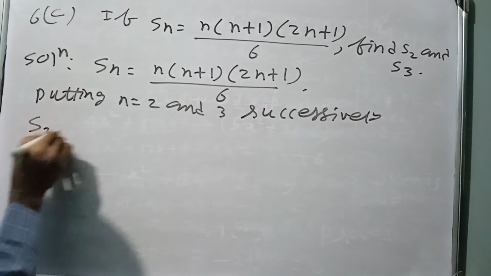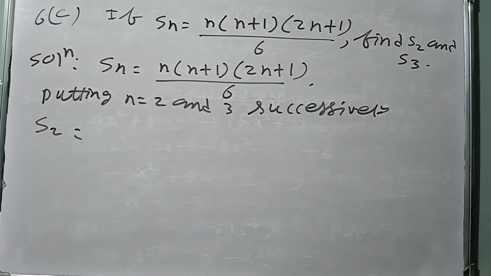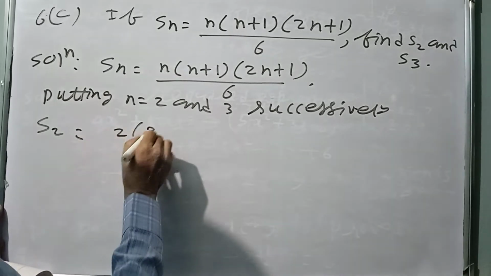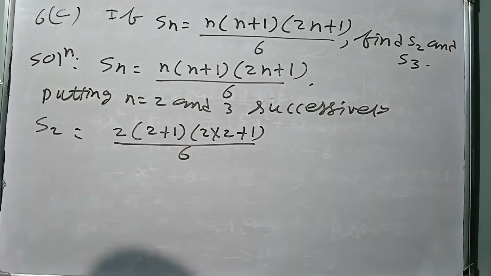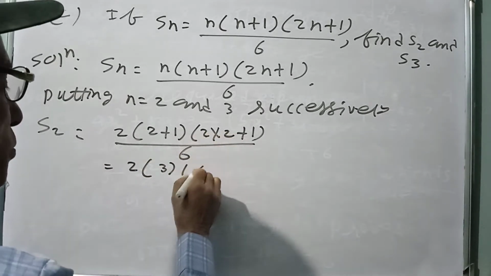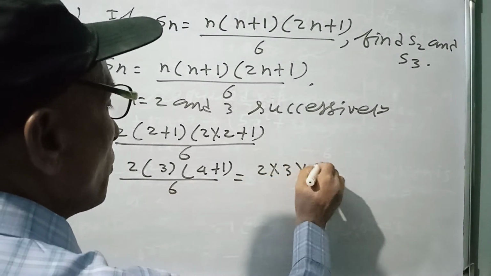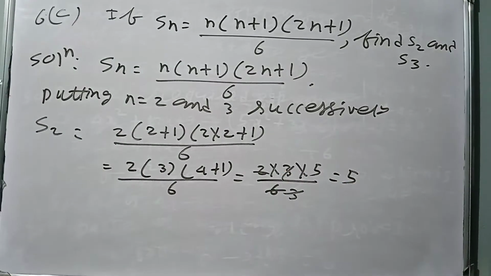If you put n equal to 2, find S2, the sum of the terms for n equal to 2. Put n equal 2: 2 into 2 plus 1, 2 into 2 into 2 plus 1, by 6. Then what is the result? 2 into 3 into 5 by 6 gives 5. We got the answer 5, like 1 square plus 2 square.